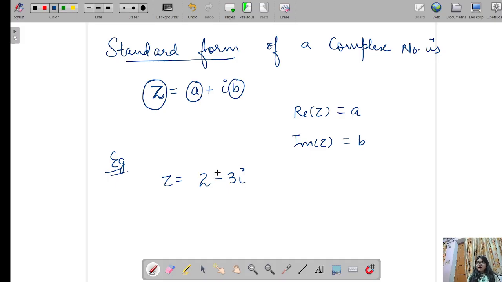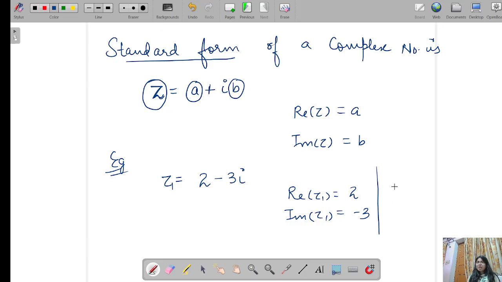Alright, now this is a complex number. Let me denote this as z1. The real part of z1 is 2, and what is the imaginary part of z1? Now I have to take the whole coefficient of iota, with the minus sign as well, because in the general form we have this.